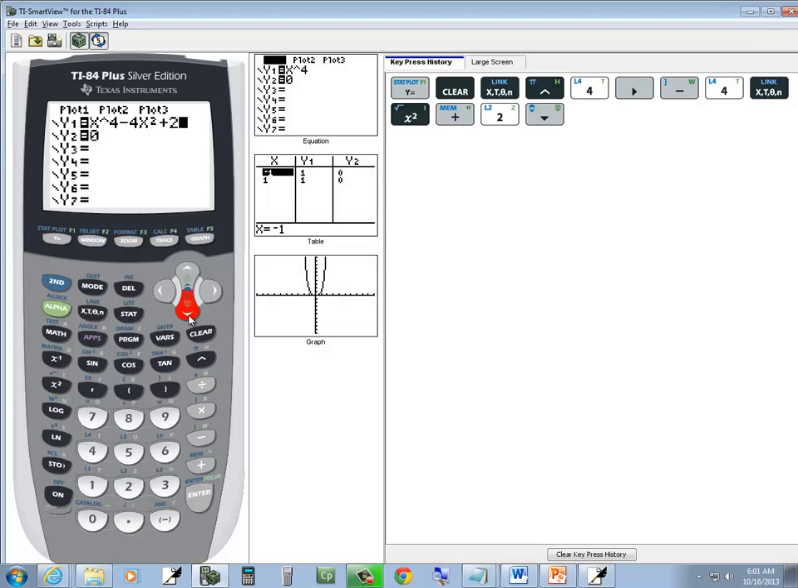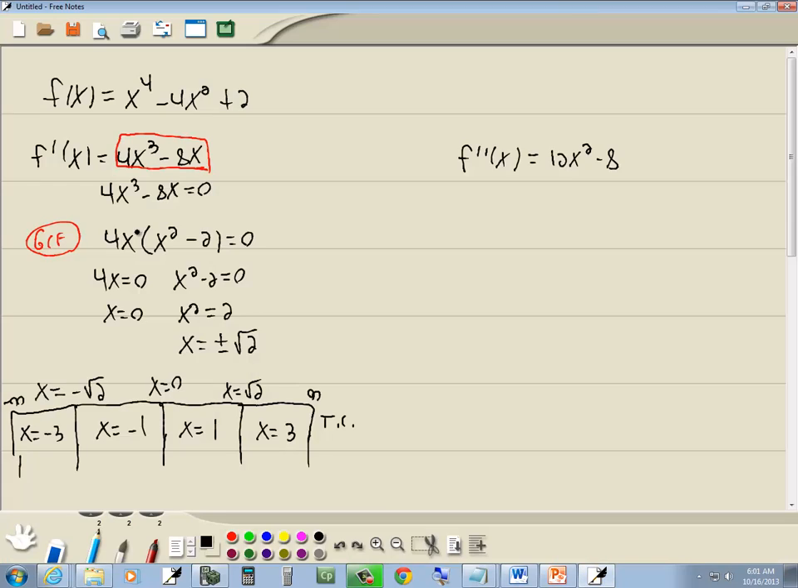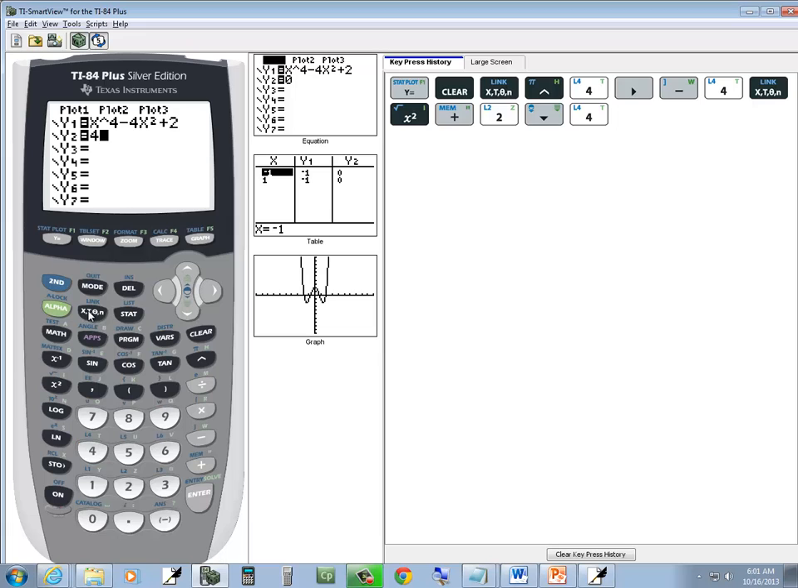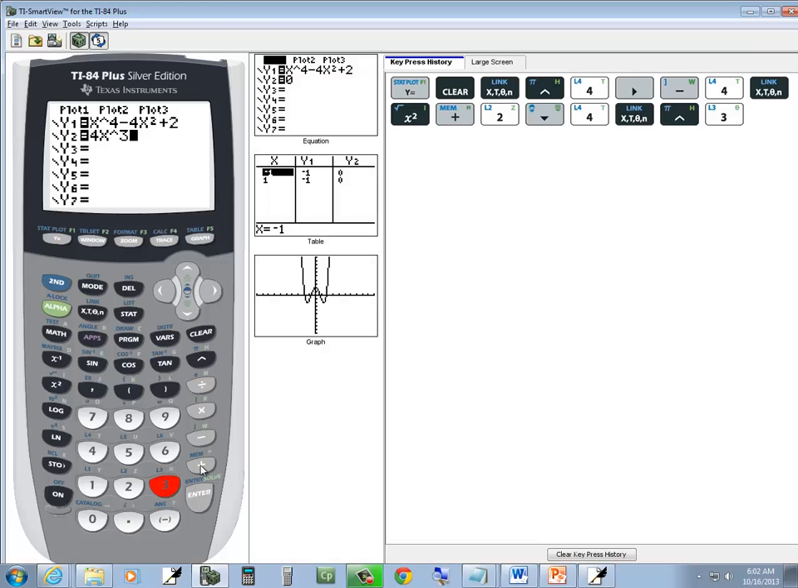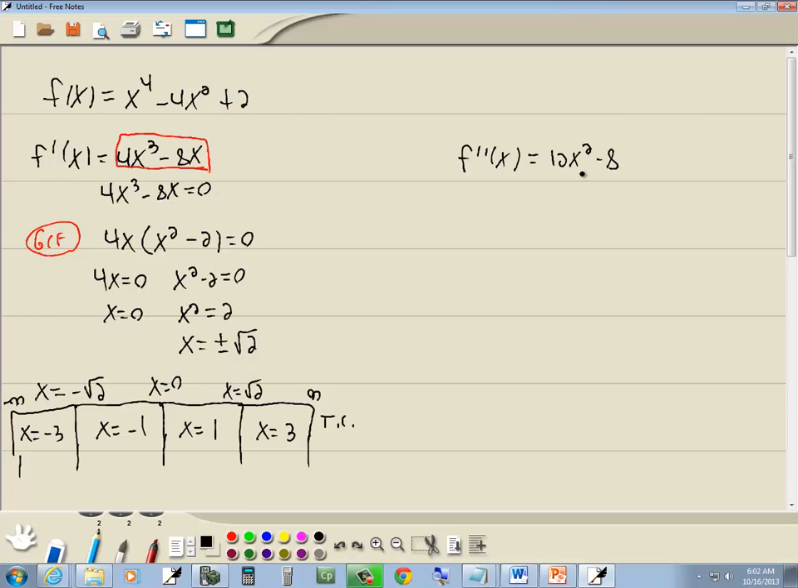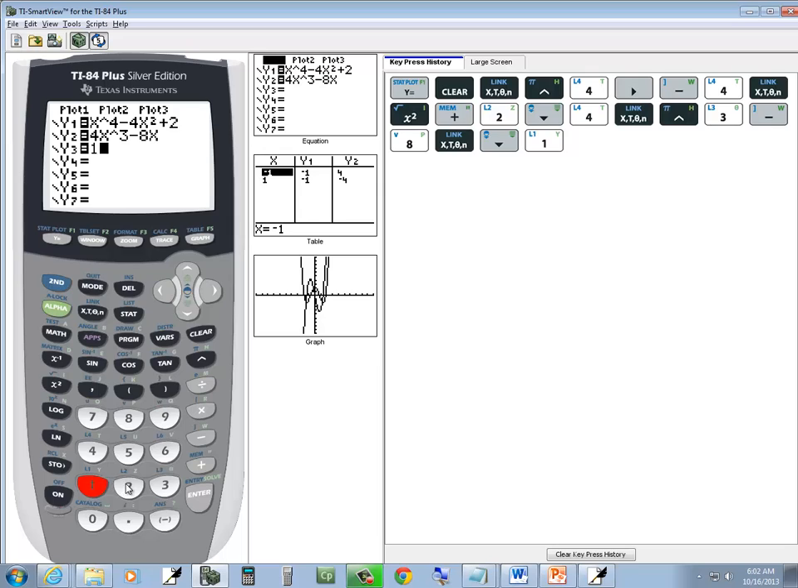And I'm going to down arrow. I'm going to put my first derivative on y2. First derivative was 4x to the third minus 8x. And just in case I need it, I'm going to put my second derivative on y3, 12x squared minus 8. Okay, so function, first derivative, second derivative.